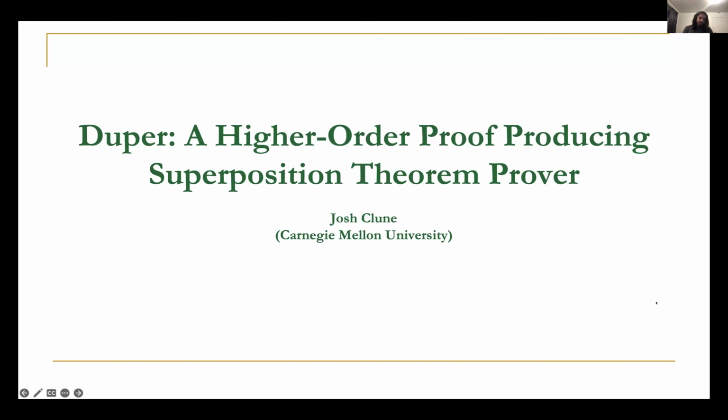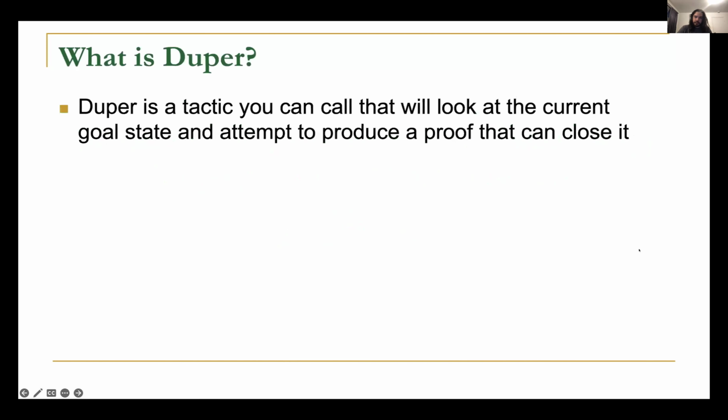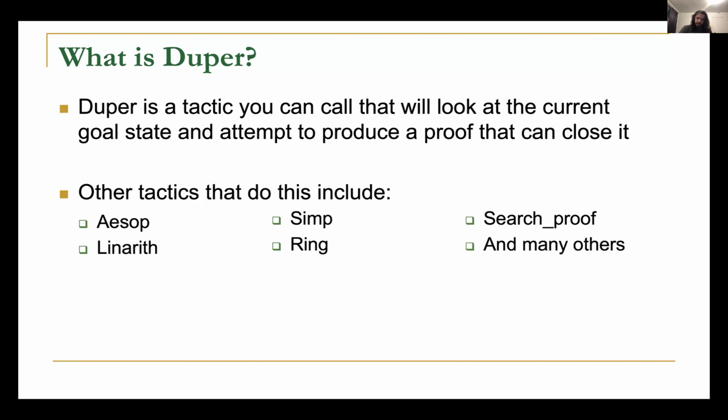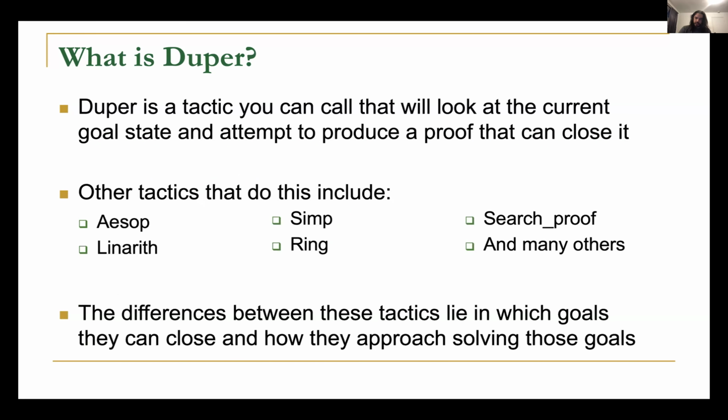Okay. So yeah, thank you. I'm Josh. I'll be talking about Duper, a higher order proof-producing superposition theorem prover. To start at the most fundamental level, Duper is simply a tactic that you can call that will look at the current goal state and attempt to produce a proof that can close it. There are several tactics that do this. There's omega, linarith, simp, ring, search proof, and many others. The differences between these tactics lie in which goals they can close and how they approach solving those goals.